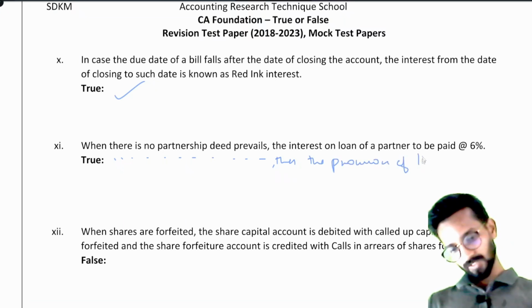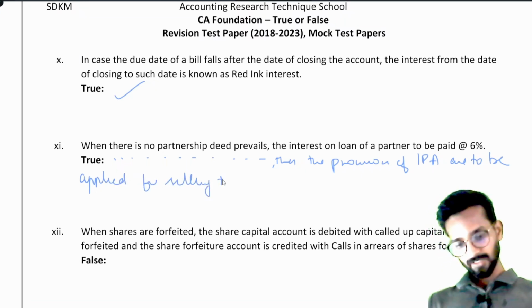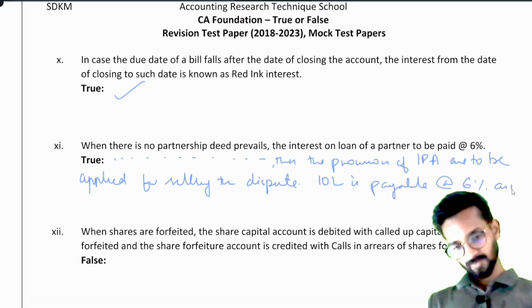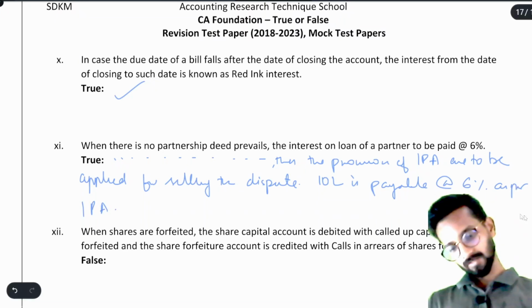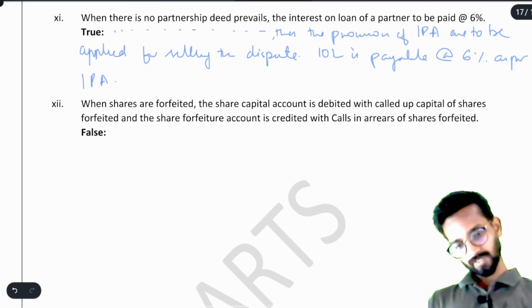When there is no partnership deed prevailing, then you can write, then the provision of Indian Partnership Act are to be applied for settling the dispute. Interest on loan is payable at 6% as per Indian Partnership Act. समझे क्या? चलो, when shares are forfeited, this we have already discussed.